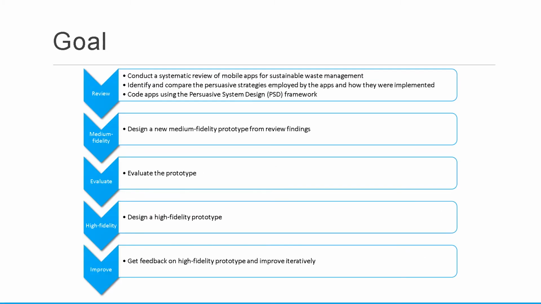The goal of the paper is to conduct a systematic review of mobile applications that are currently in Google Play Store and App Store for sustainable waste management, identify the persuasive strategies and code them using the PSD framework, build a medium fidelity prototype from the review results, evaluate the medium fidelity prototype, build a high fidelity prototype from the evaluation results, and then improve the high fidelity prototype from the feedback.